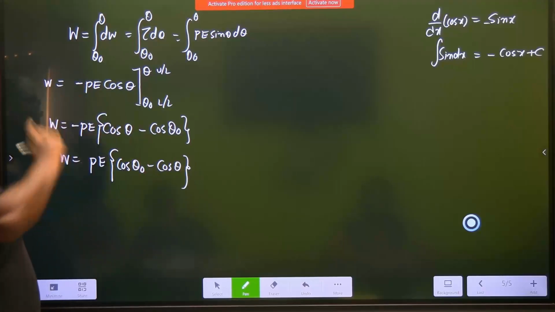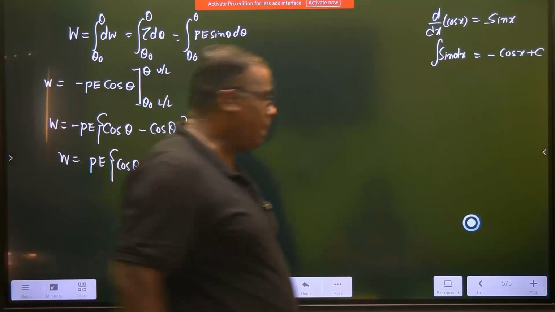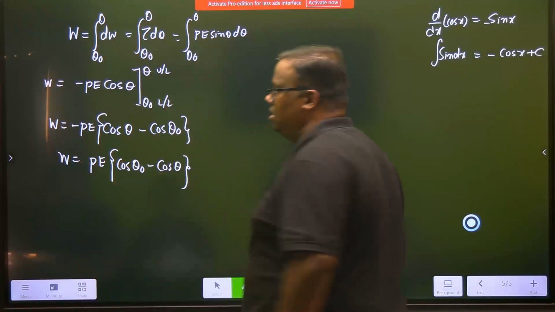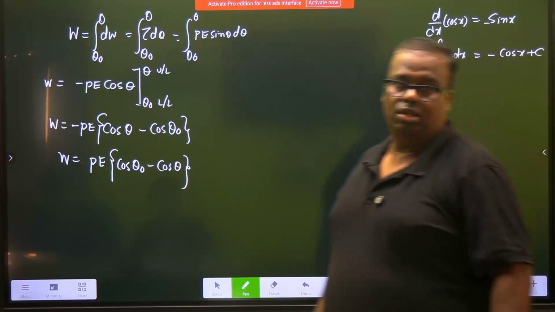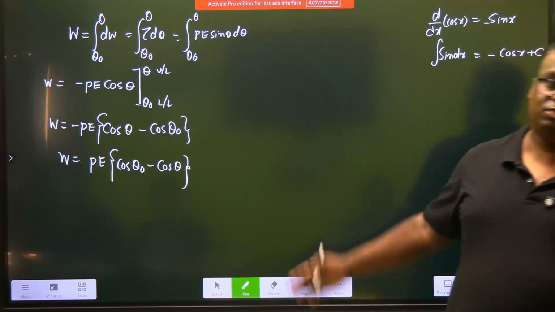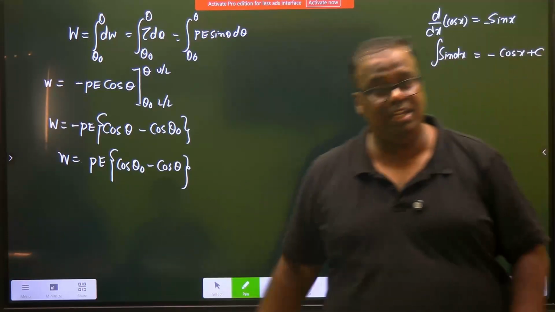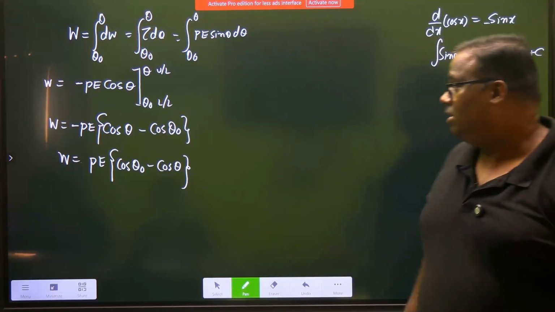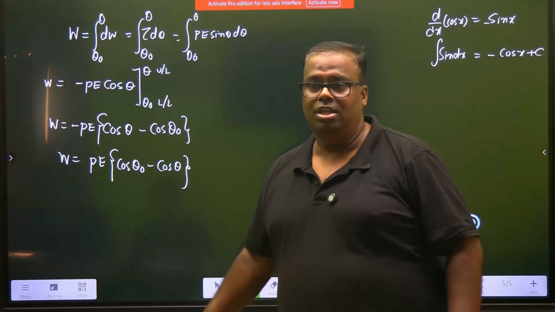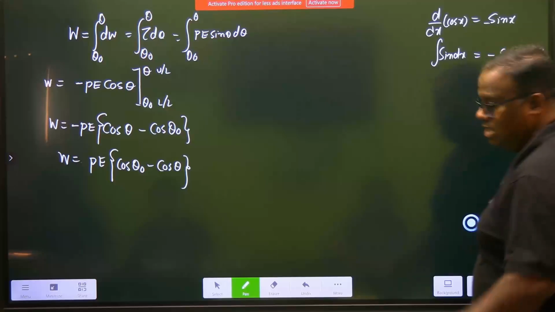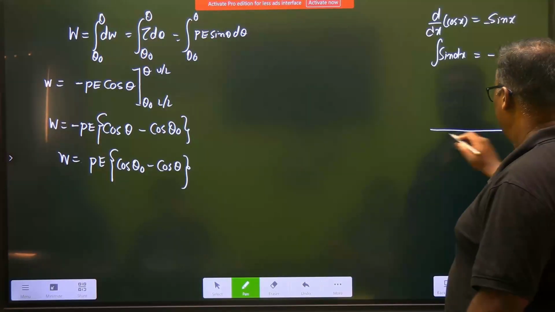I just took the negative common. Is this thing understood? This is known as the work done. So this is work done, which means this should also be the energy of the system. Now, how are you saying this? You are trying to say, see, this is ground level.